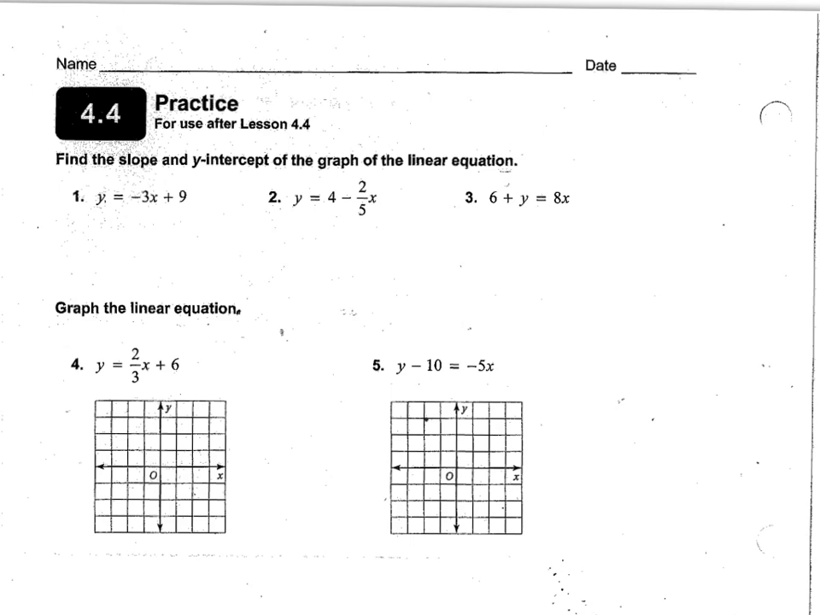For lesson 4.4, we're going to use our information about the equation y equals mx plus b to answer some questions. Remember, m stands for the slope, and b stands for the y-intercept. So let's see what we have. In questions number 1 through 3, they want us to find the slope and y-intercept of the graph. So we need to make sure that it's in y equals mx plus b form.